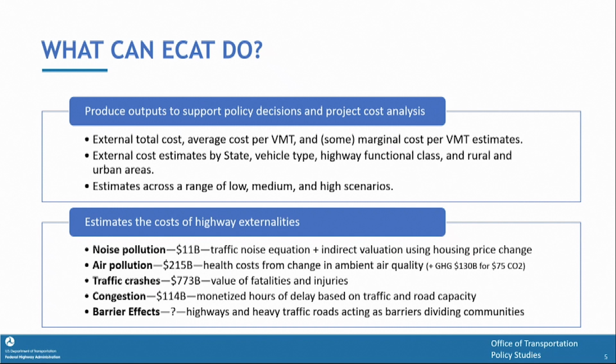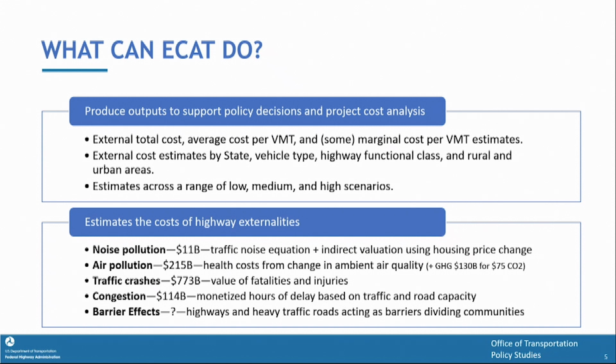The next category is air pollution. This is a much higher magnitude so far. We estimate it's around 215 billion. And we do this through a combination of EPA models, MOVES, which allows us to get the emission rates from vehicles, as well as a model called COBRA, which can simulate the health costs from a change in ambient air quality. So we use our traffic data combined with emission rates to look at what is the impact on air quality, and then what are the health costs of that air quality. And the costs are very sizable.